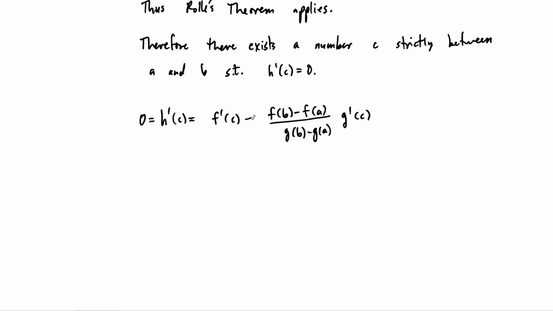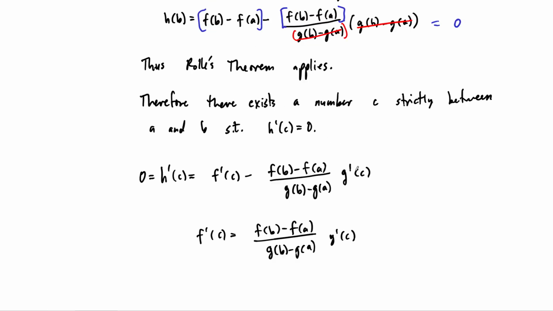So what we can do is add this whole term to the other side, and we get that f prime of c is equal to our ratio times g prime of c. And at this point, we finally need that last assumption.